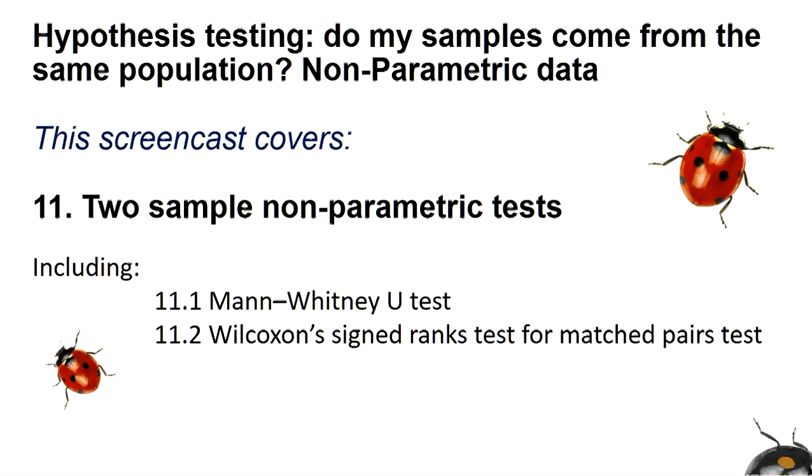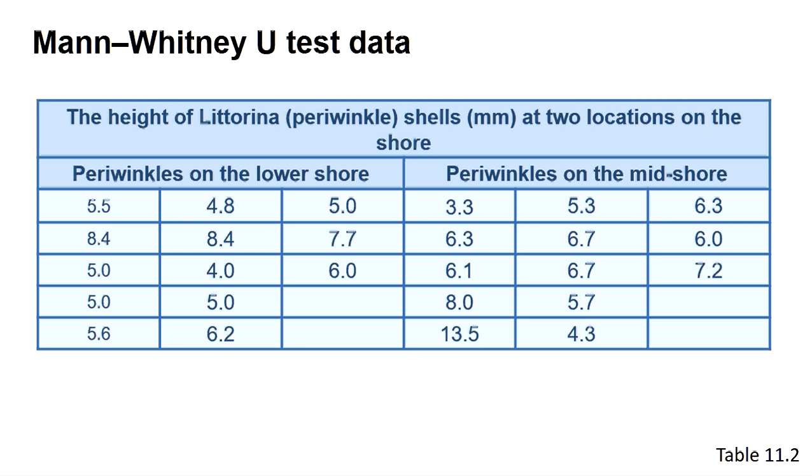This screencast covers section 11.1, the Mann-Whitney U test, and section 11.2, Wilcoxon's signed ranks test for matched pairs. These are non-parametric tests that evaluate the hypothesis that two samples come from the same statistical population. The Mann-Whitney U test is performed on samples where the data is independent.